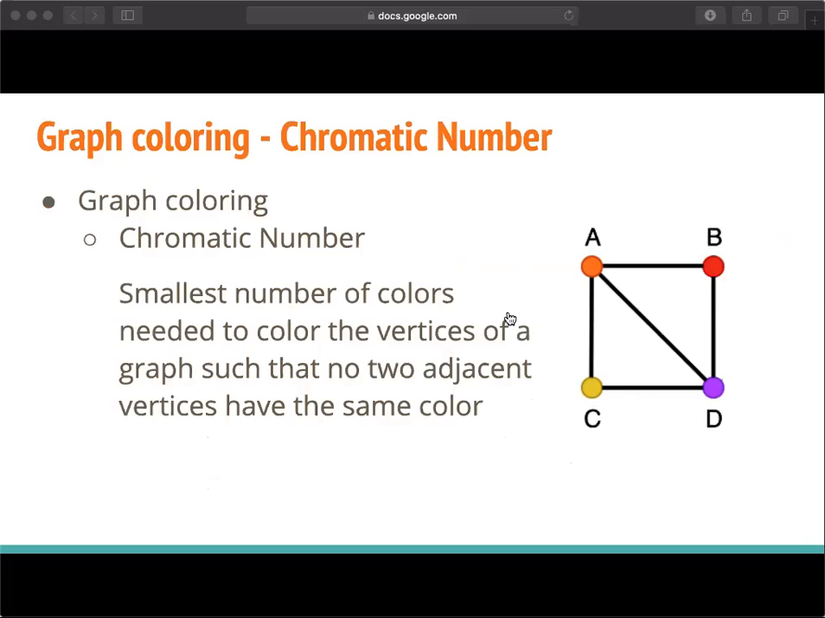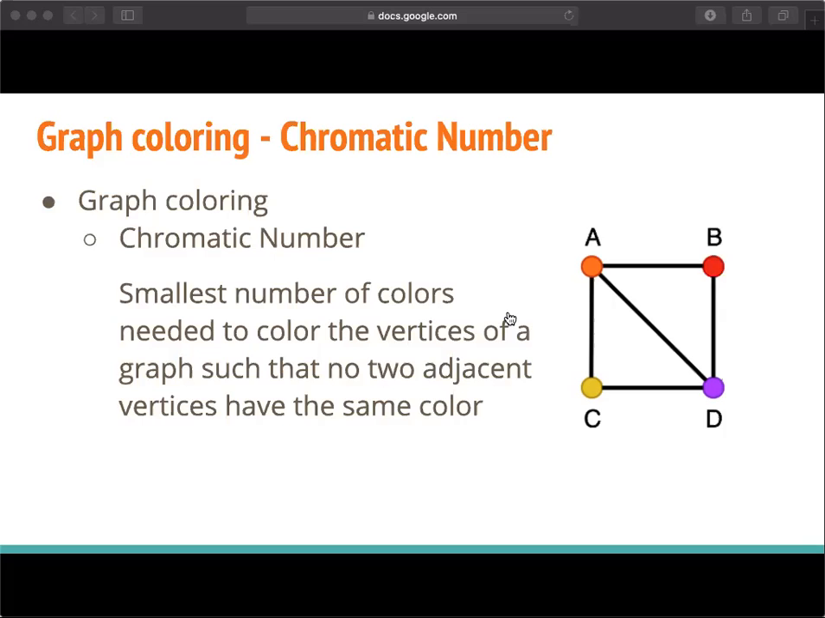So an ongoing topic that is still very active in the field of research is graph coloring. Graph coloring is the assignment of colors to vertices or edges in a graph. A subtopic underneath graph coloring is chromatic number, which was first introduced in 1852 by a mathematics professor in London. And the chromatic number is the smallest number of colors needed to color the vertices of a graph such that no two adjacent vertices have the same color.